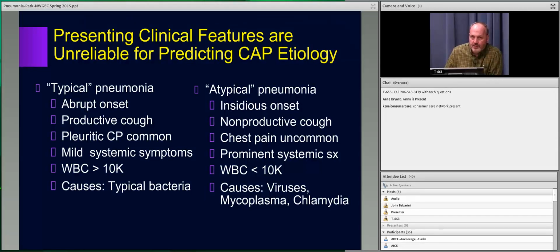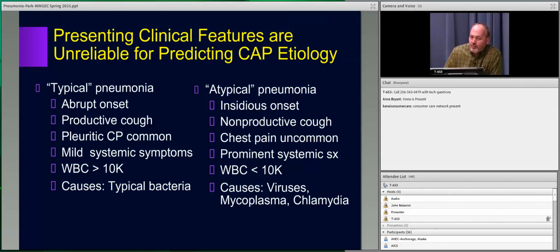All right, so what's the likely cause of pneumonia? This is kind of a fun section to burn through. For a long time, I can remember being taught that there was a typical pneumonia and an atypical pneumonia. And I've listed the criteria for each on this slide.